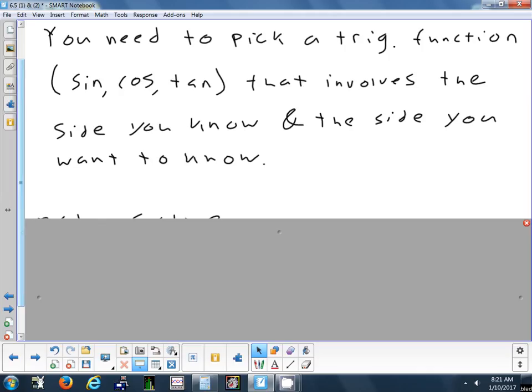So we're going to start out with the type where they give you a side and an angle, and then we'll go to the type where they give you two sides, and that gets into a whole other thing, that's inverse trig.